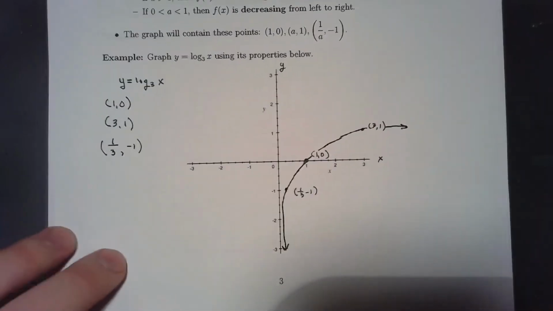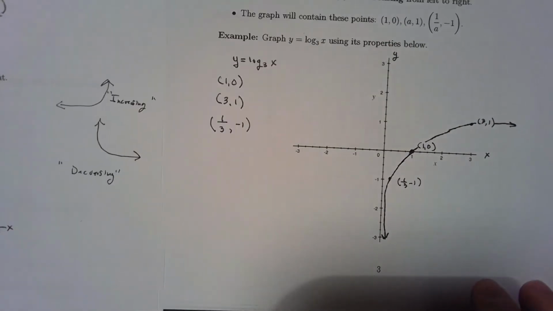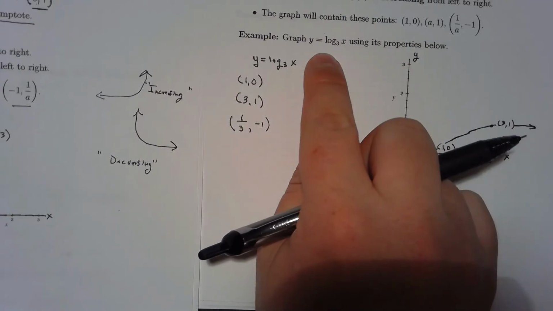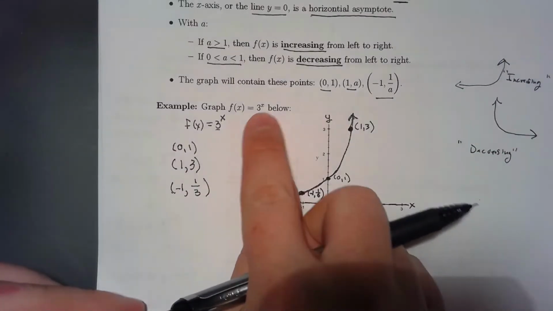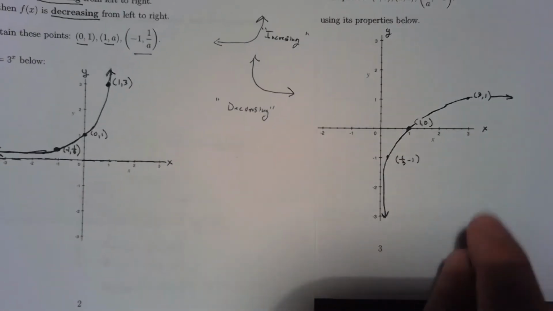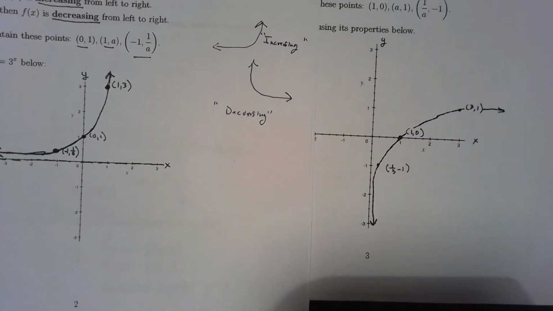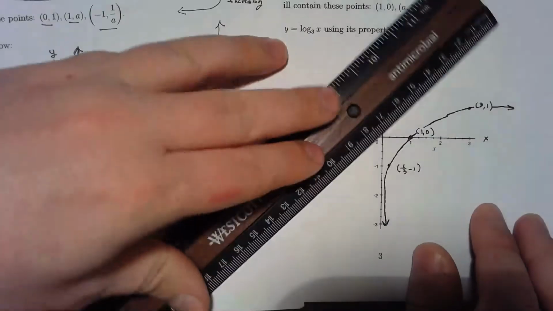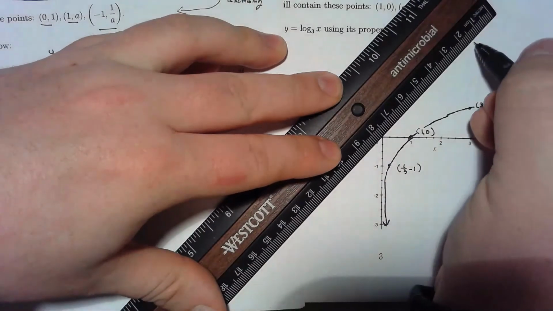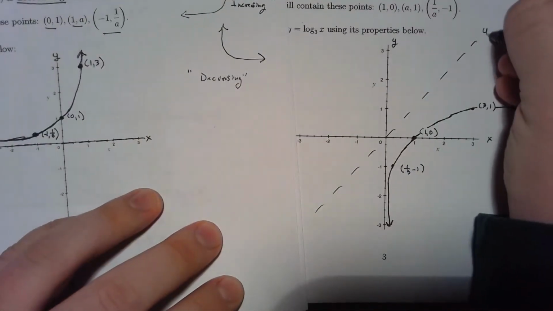And if you were, you could kind of see how this is log base 3 of x. Here's the inverse of that function, 3 to the x power, right? You can see how this graph is symmetric to this graph if I drew the line y equals x, right? This is the line y equals x.